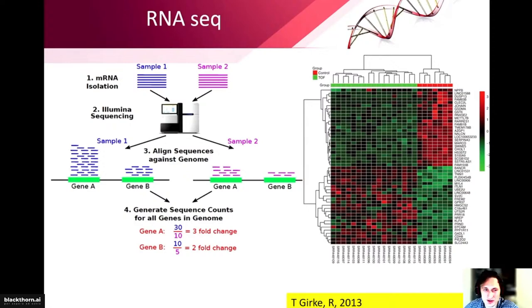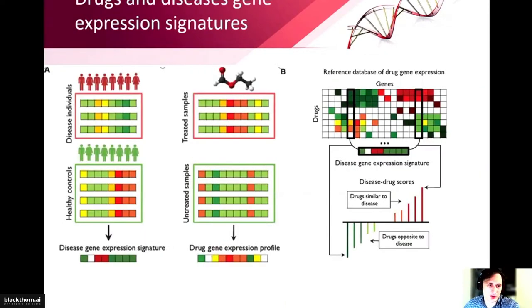For example, sample one is a control sample, and sample two is a sample with some pathology. When we have many people with control and with pathology data for genes, we can actually calculate if they have different expression in these genes.